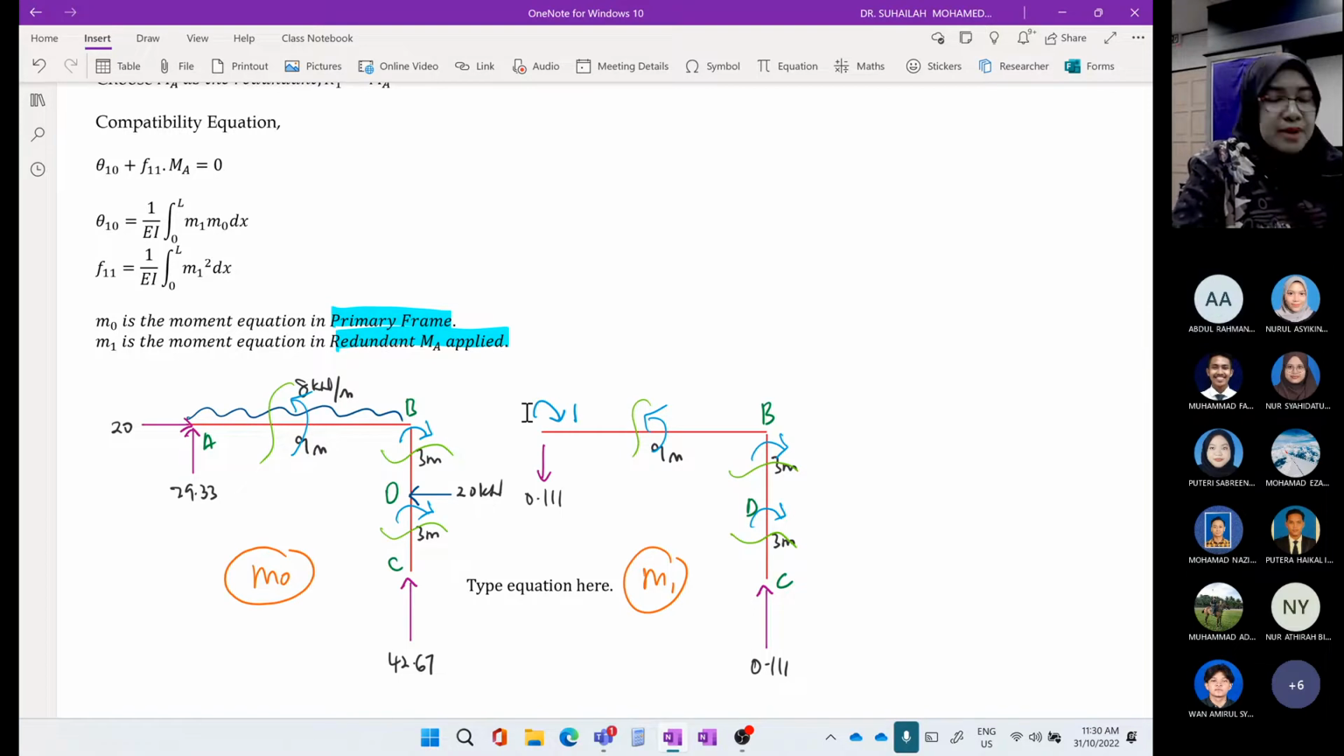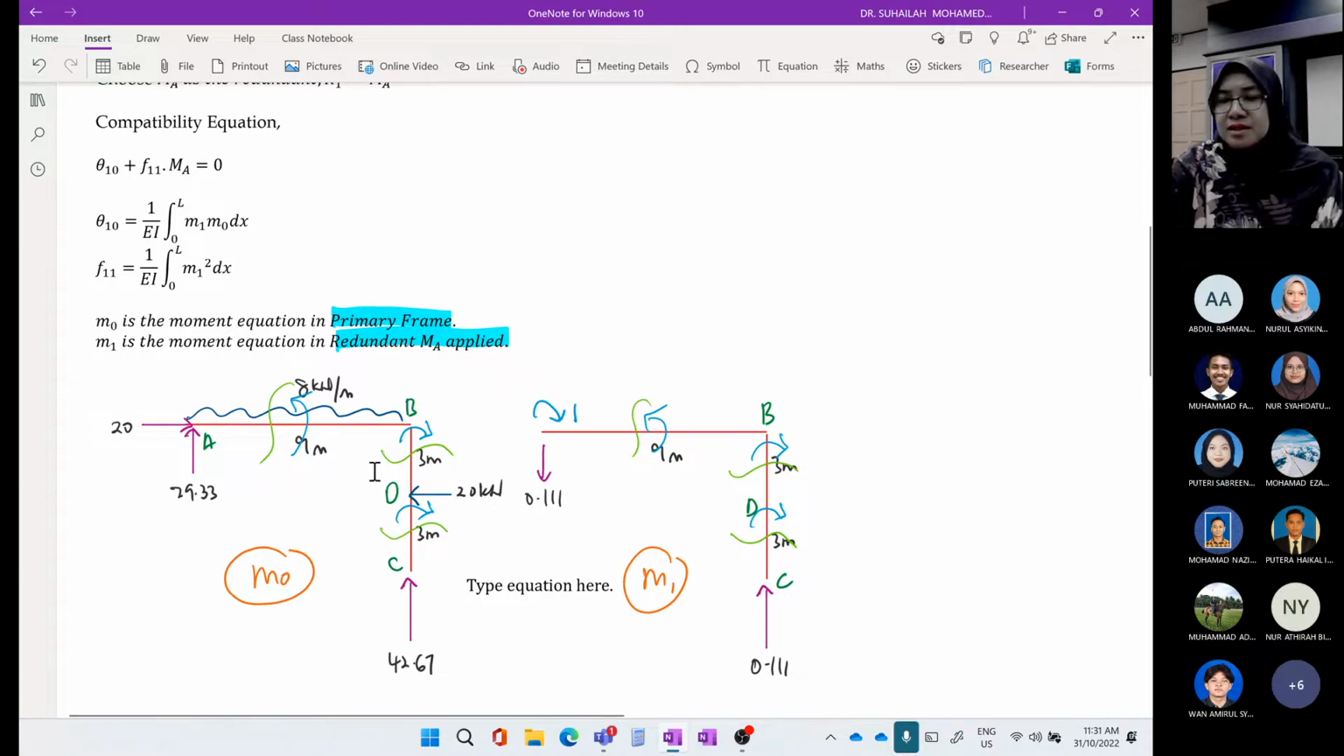So sebenarnya sama if we have one redundant, we have one equation. If we have, for example, two redundant, we have two equation. And two equation in standard format, we have equation in matrix form, remember? Equation in matrix form. Okay. So yang ni clear?